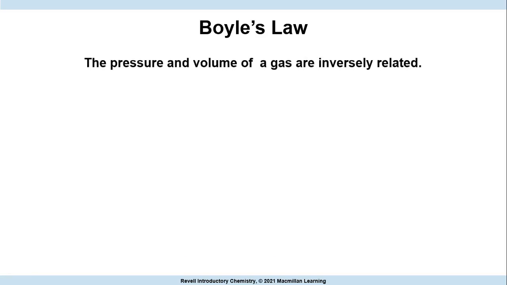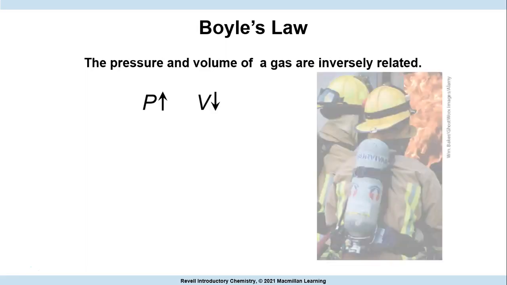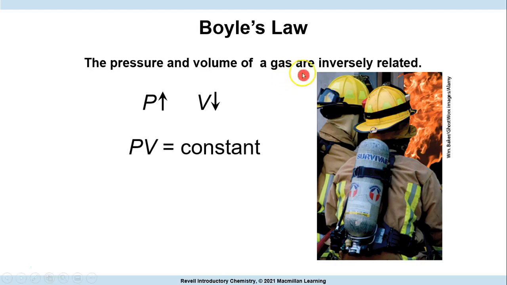Boyle's law states that the pressure and volume of a gas are inversely related at a constant temperature. So the factor here is that the temperature has to be constant. If the temperature is constant, Boyle's law states that the pressure is inversely proportional to the volume, which means that as the pressure increases, the volume decreases. All right. Now, that shows that the pressure times the volume will be a constant, because we've said pressure is inversely proportional to volume, which means that PV is a constant.